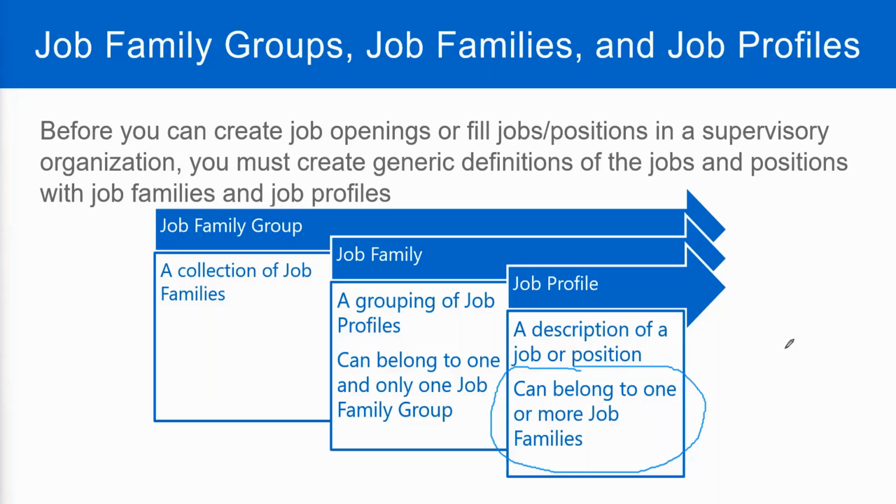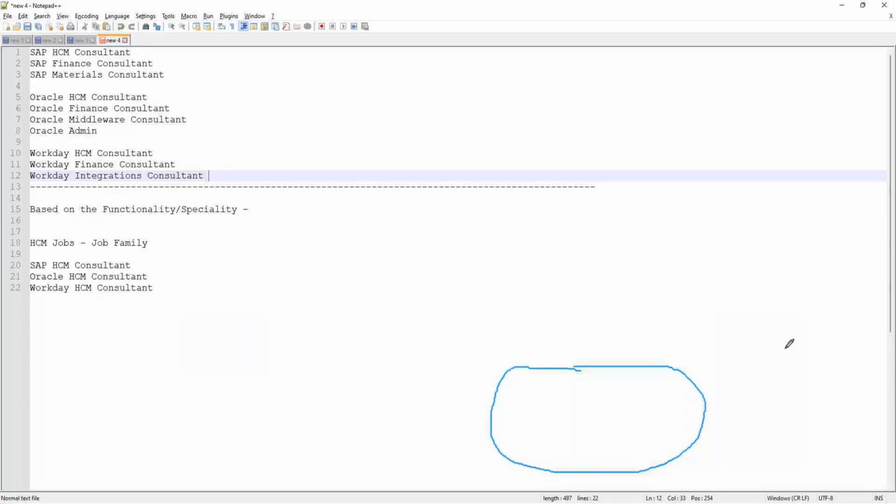So how do we identify all the Workday consultants? Based on the job profile, right, based on their job profile, we will identify all the Workday consultants. So if we group them together into a job family called Workday jobs, then we can give that special allowance to our Workday consultants, right? So I don't have to individually go into each and every worker and give them the allowance. I will just group them together based on the job family.